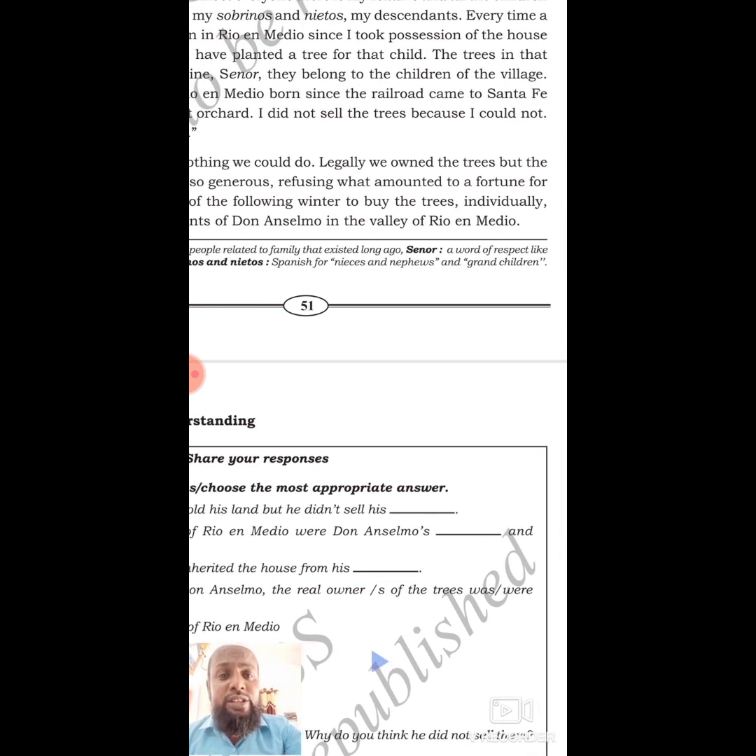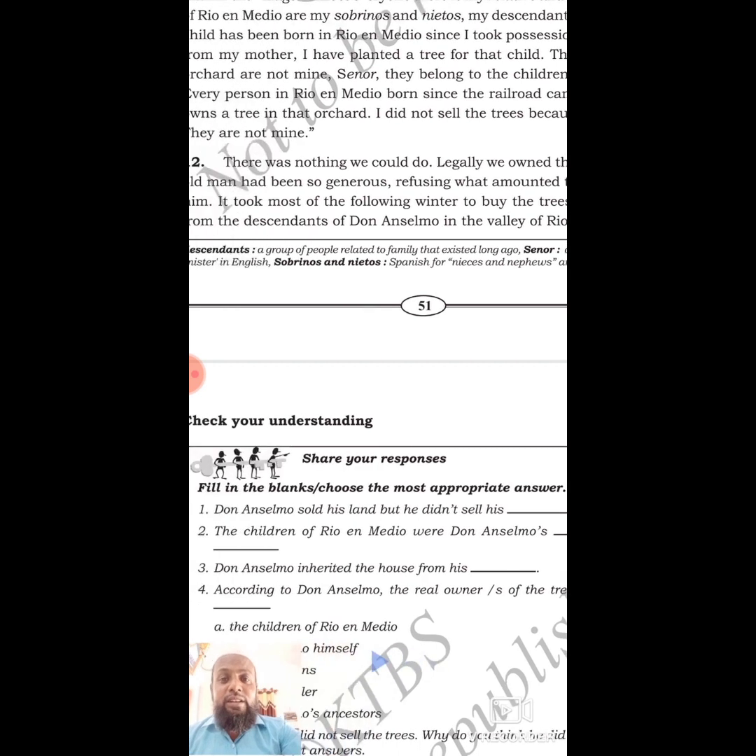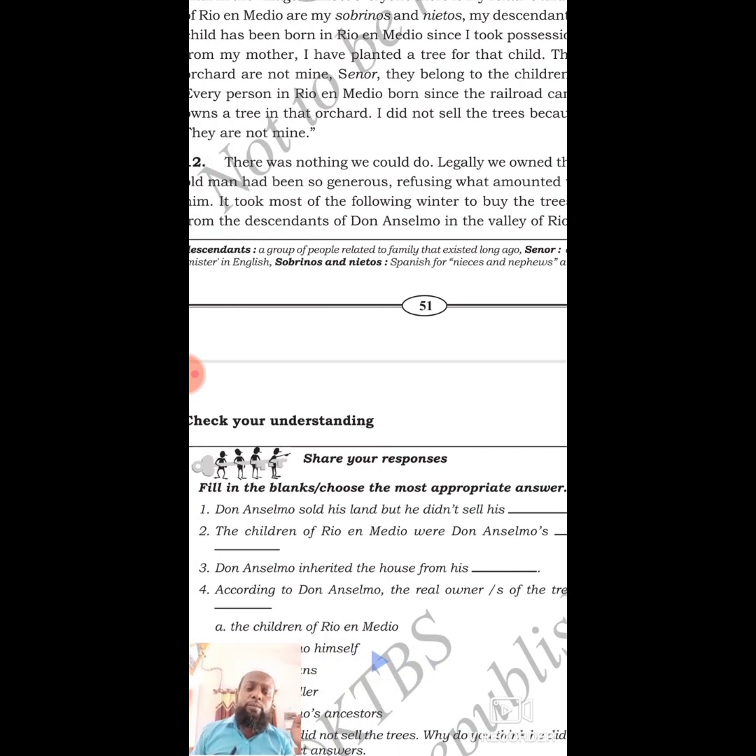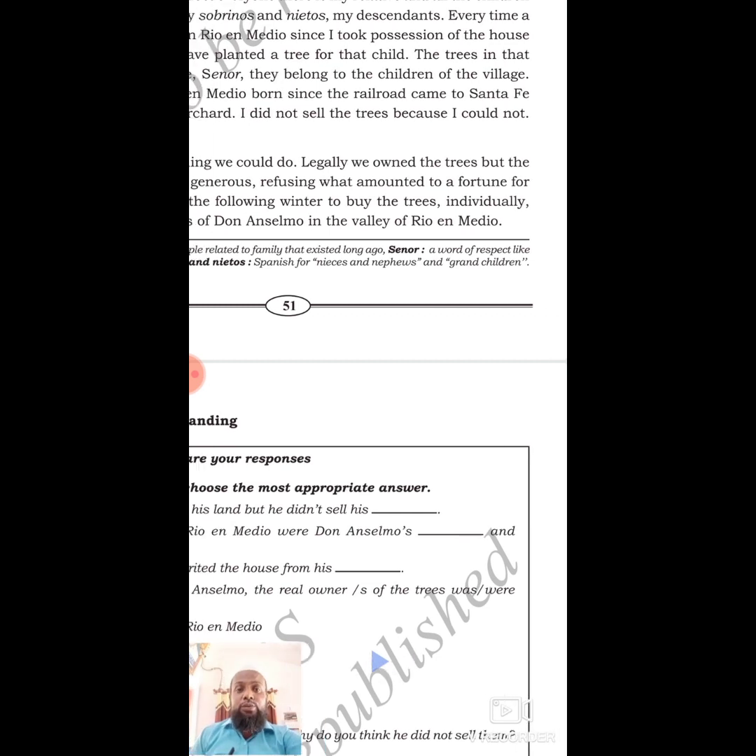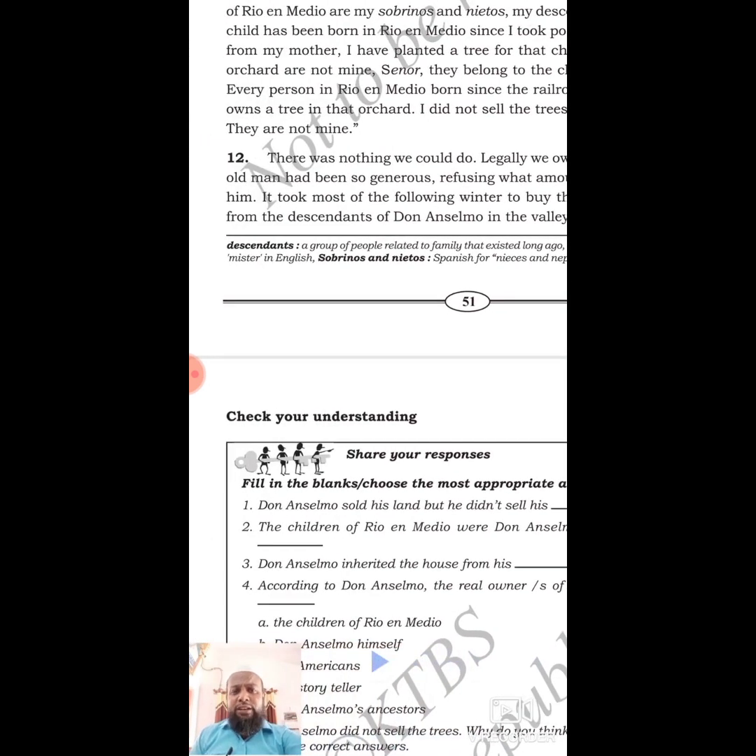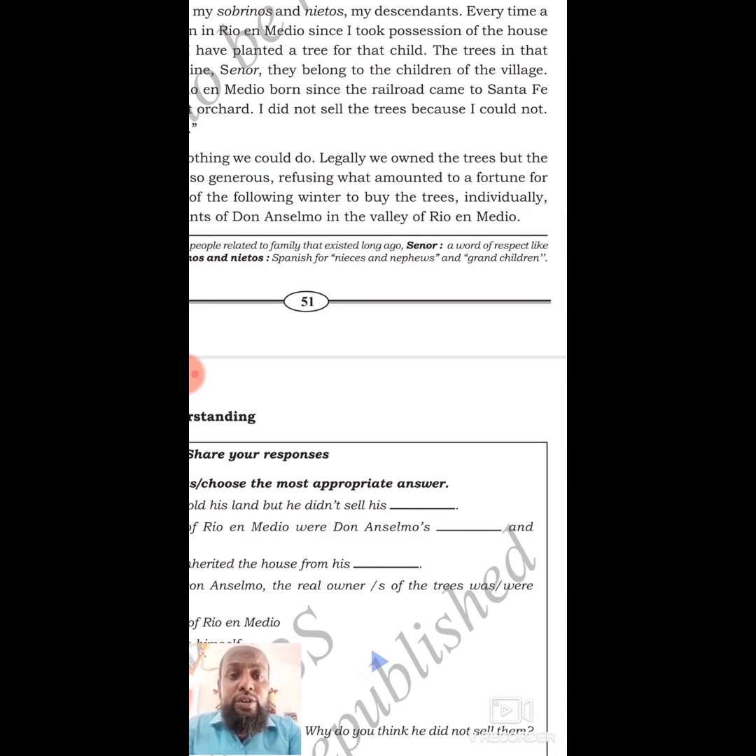Legally, we own the trees, but there was nothing we could do. In the sense of the author and the Americans, we can't do anything, but legally we own the trees. Legally, whoever purchased the property owns these too. But the old man was so generous, a good person, knowing about good things, refusing what amounted to a fortune. He did not agree to these words.